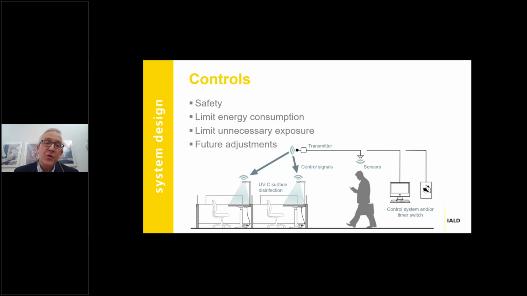Controls are also useful for making future adjustments to compensate for the diminishing output of UVC sources over time, and or to address variable demands for disinfection, either seasonally or as concerns about known and or new pathogens rise and fall.